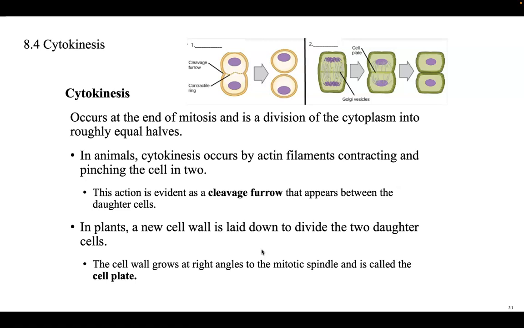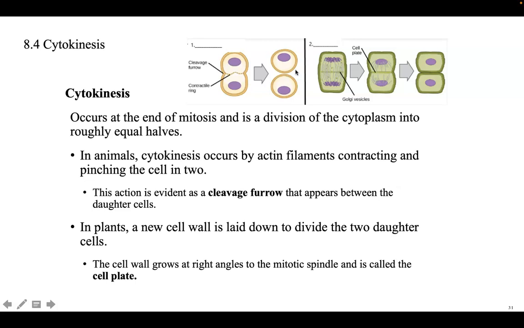In animals, cytokinesis occurs by actin filaments contracting and pinching the cell in two. And this action is evident as a cleavage furrow that appears between the daughter cells. You can see it here. When you start to see this pinch, that's the cleavage furrow that is indicating, oh, this one cell is about to become two cells.